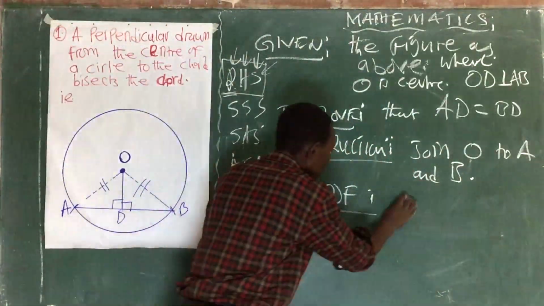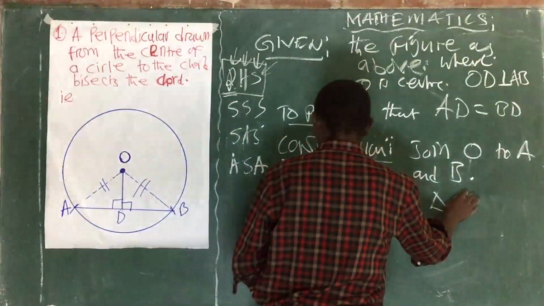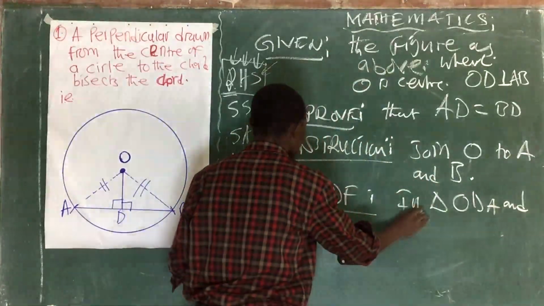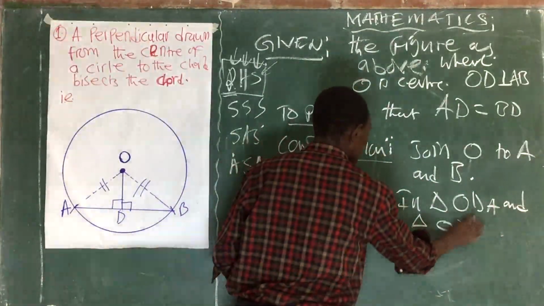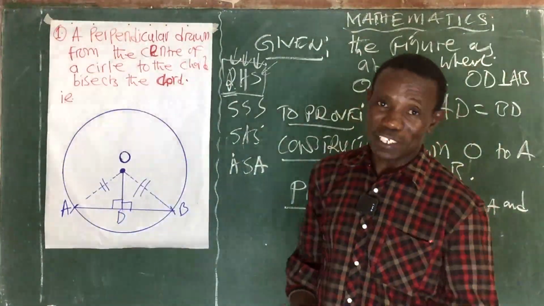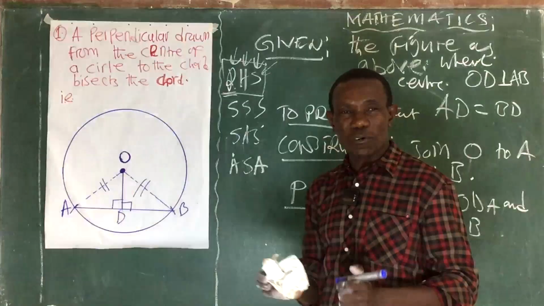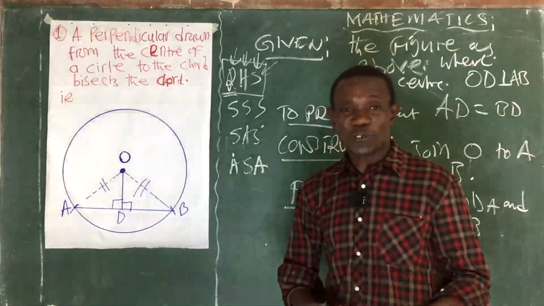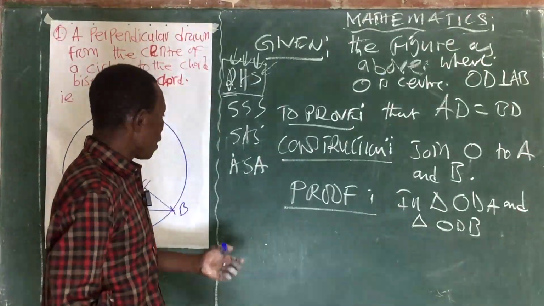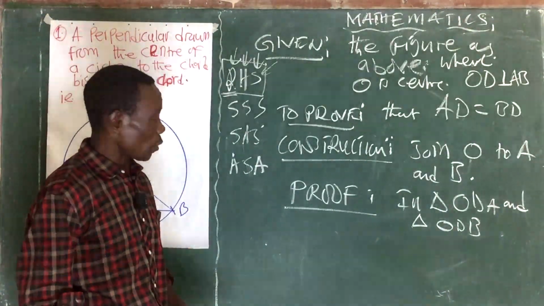You write here: in triangle ODA and triangle ODB. I hope you all have knowledge about congruency. So if you don't have that, maybe you have forgotten some concepts about it, please try to go back to Form 2 and look into it, so you are able to follow what congruency means and how we prove that triangles are congruent.